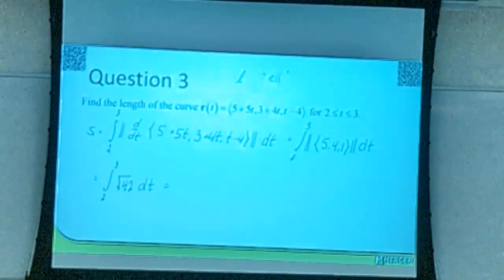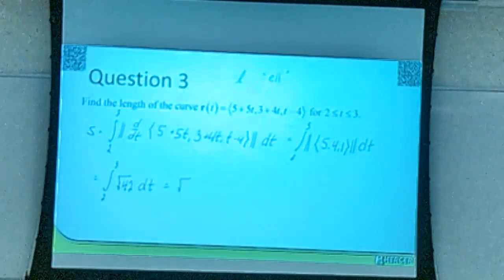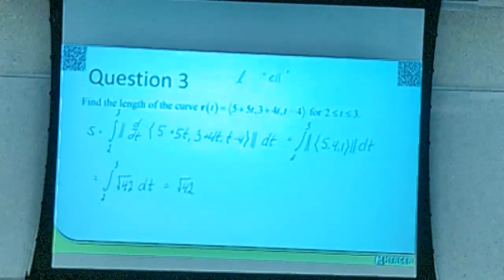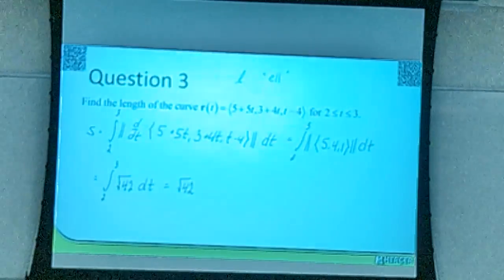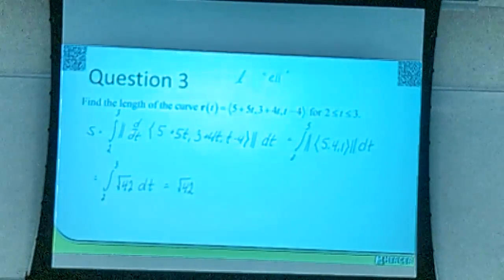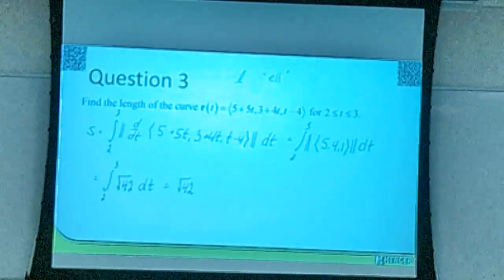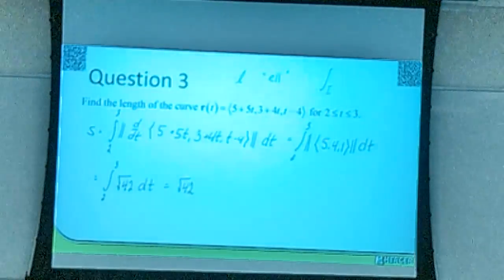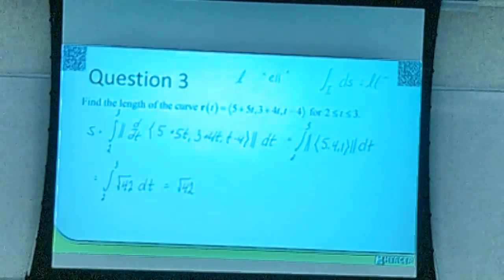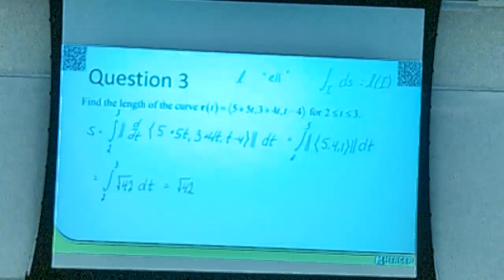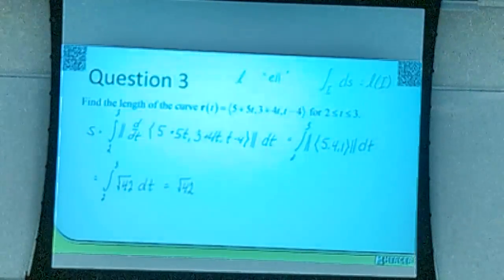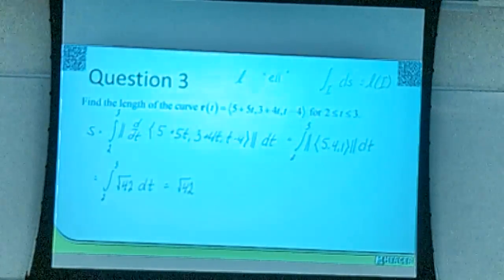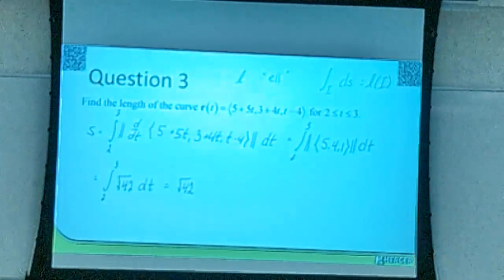Make sure you do that integral real quick. Just root 42. Wait, what? If you just integrate over an interval ds, it's the length of the interval. Right, so what's the length of the interval 2 to 3? So it's root 42 times 1, which is root 42.